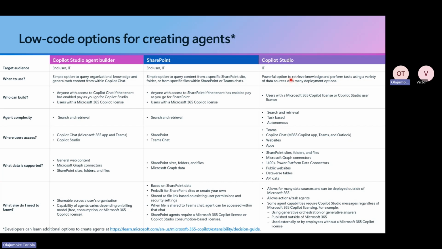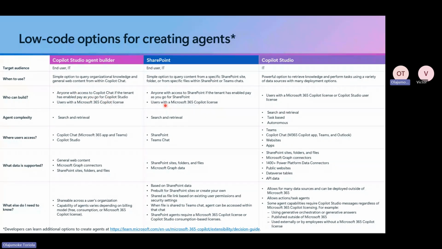And this is an interface that, like I said, low-code developers using Power Platform and pro-code developers can come into and use. So if you look at who can build, anyone with access to Copilot chat can build an agent. As long as you have Copilot chat, which is what we've given you, you can build an agent. If you also have a Microsoft 365 Copilot license, which is the business license, you can also build it.